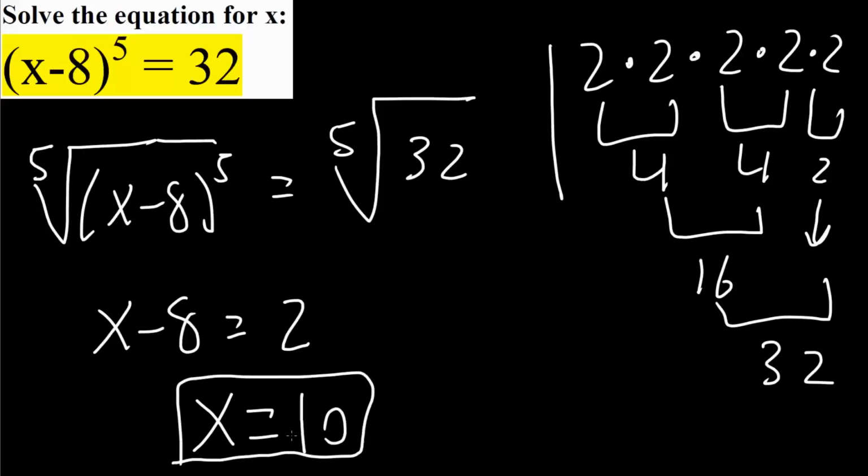And if you wanted to, you can even check it. You plug 10 back in here. So 10 minus 8 is 2. 2 raised to the fifth is 32. And now for the third problem.